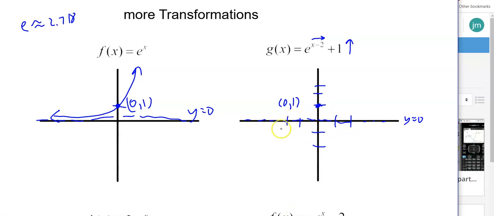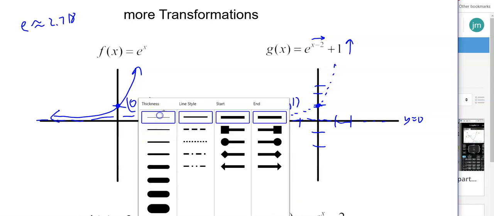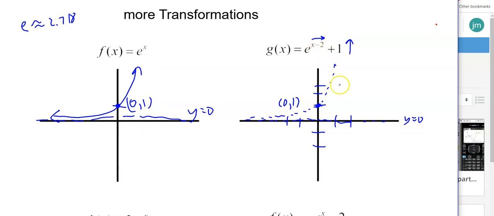Okay, so if we're going to move, normally the graph has this look to it. I'm just doing the parent graph first. So if we move everything 2 to the right and up 1, my point is now at 2, 2.